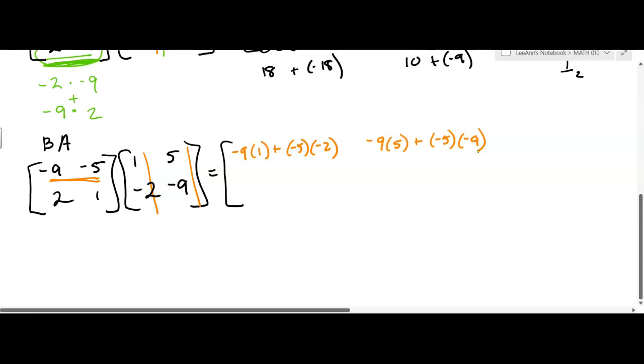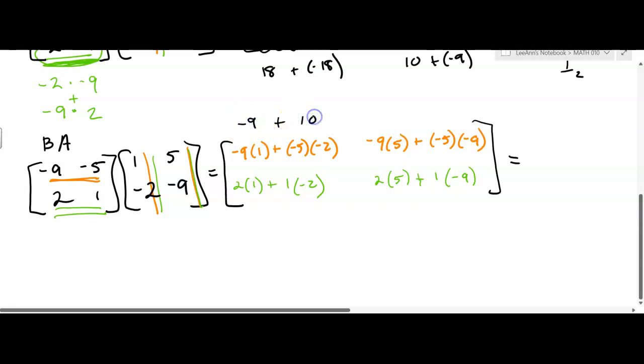It's really hard, there's only 4 elements in each matrix, but you've got to keep track of which one's matching to which. And anyway, the second row times the first column, so that's going to be 2 times 1 plus 1 times -2. And then the second row times the second column, which is going to be 2 times 5 plus 1 times -9. Okay, and because these are 2 by 2s, it's a little bit easier to write. I can write above the calculations, so that might help you.